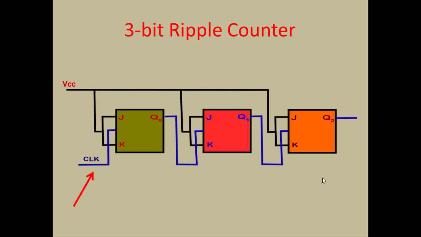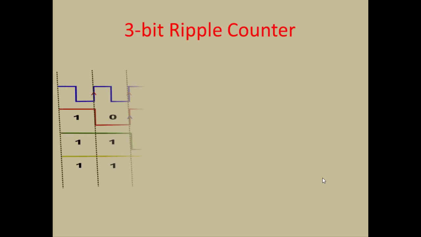The initial clock is applied to the first flip-flop, while the output of the first becomes the clock of the second, and the output of the second becomes the clock of the third one. So this is the output we get.